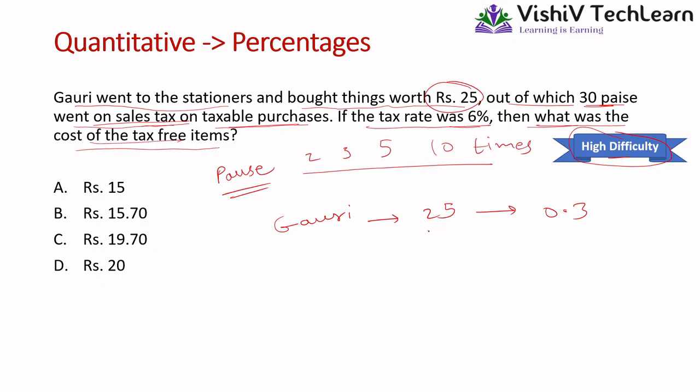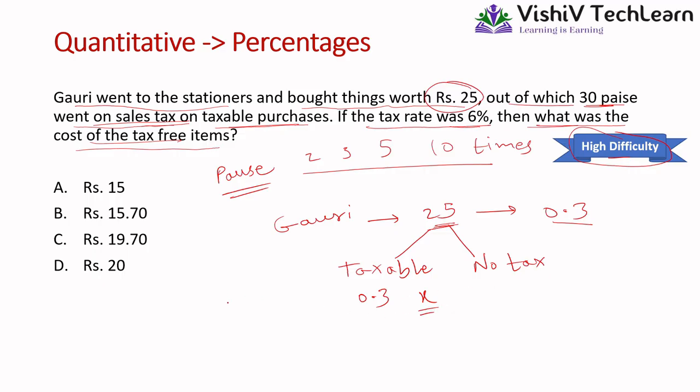Now this 25 rupees she spent, out of these 25 there will be a few taxable items, and there will be no tax on a few of the items. Now on taxable items, she paid 0.30 as the tax. Okay, and let's say taxable items are X. Taxable items are, we can say, X rupees.